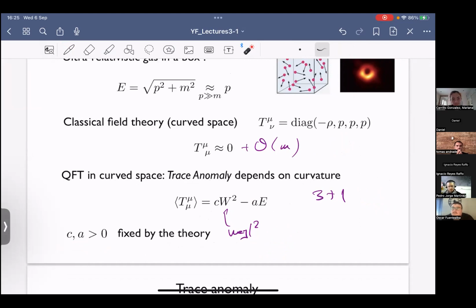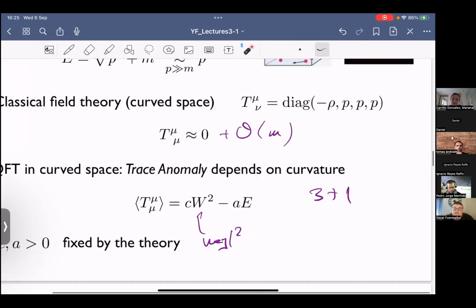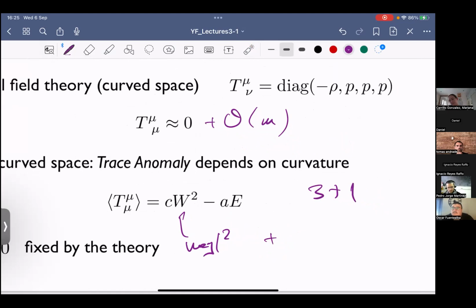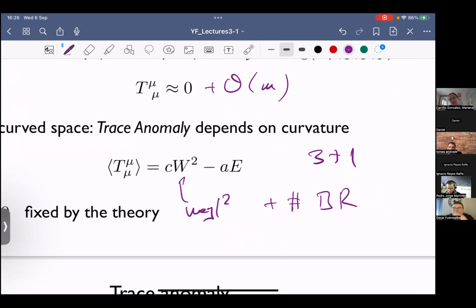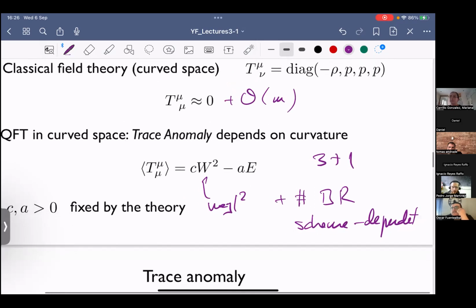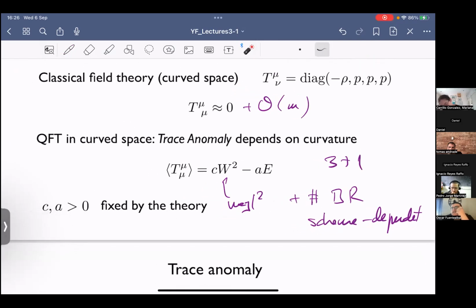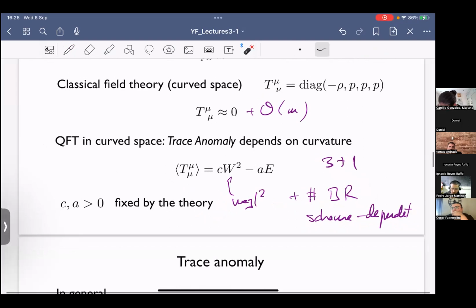They're very well understood. Notice, by the way, that there's one last term that sometimes people may add, which is a number times the box of R. The issue with this term, which is a bit problematic, is that it is scheme dependent, in contrast to the other 2 coefficients. So this term is not fixed by the Lagrangian of the theory, and it depends on the UV scheme that you're using to renormalize.